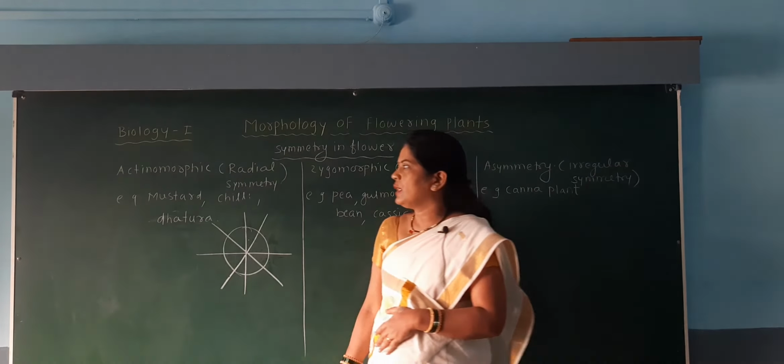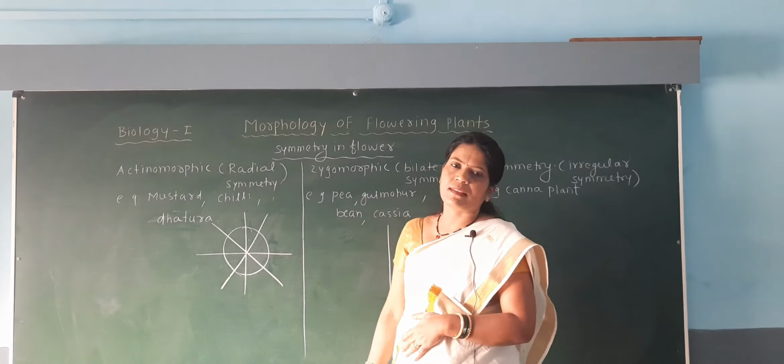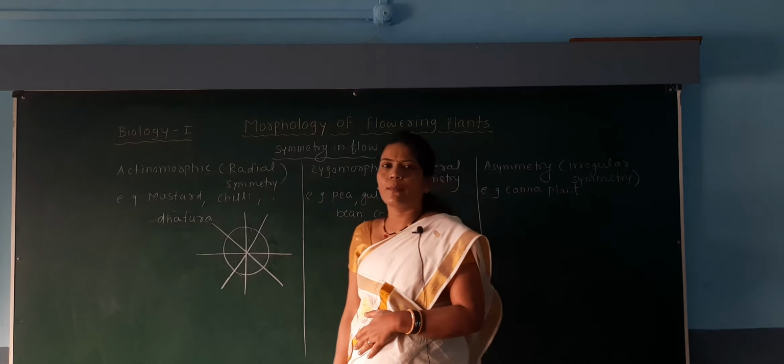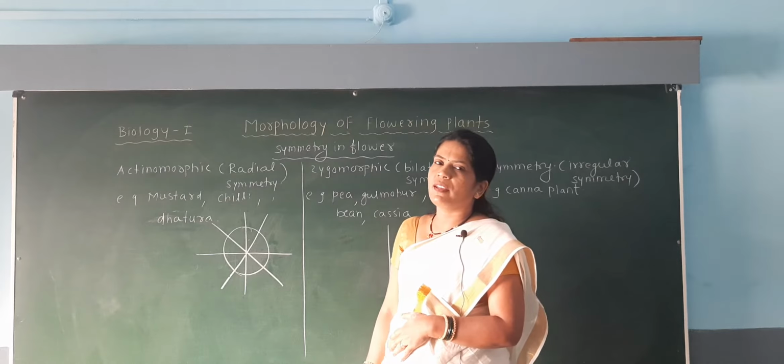So here the important point is the examples: actinomorphic, zygomorphic and asymmetry. These are the types of symmetry in the flower.